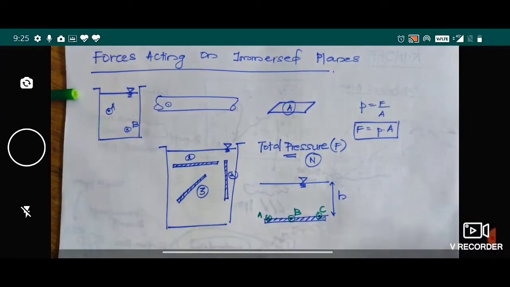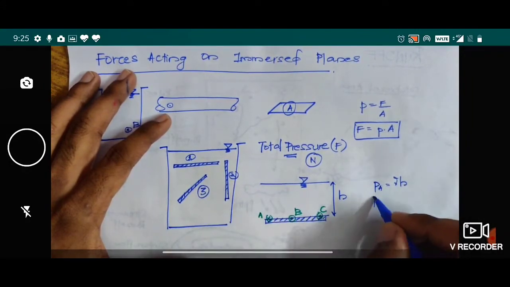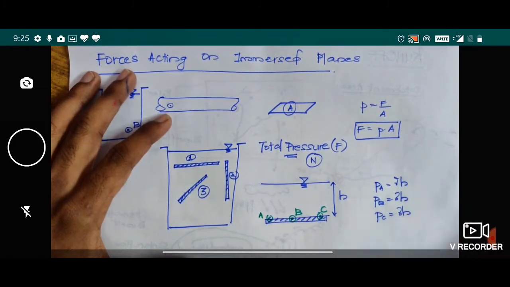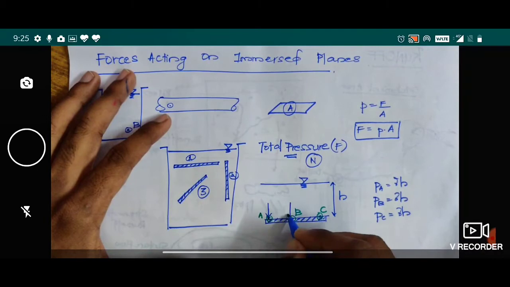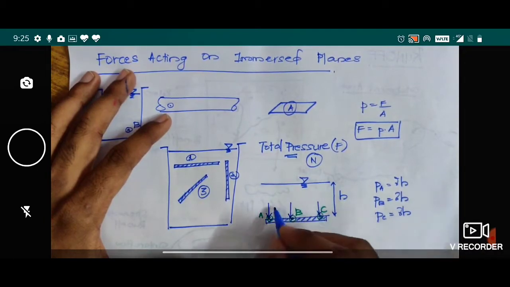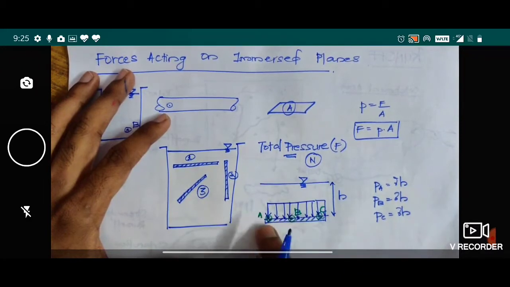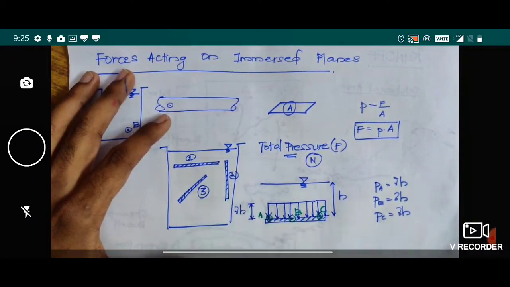The pressure acting at point A, PA, will be equal to gamma times h. We know this equation. Pressure acting at B will also be gamma times h, and pressure acting at C also will be gamma times h. So at each point the pressure acting is the same. If I draw the pressure, it is gamma h at each point. This is how the pressure distribution will look. The pressure distribution will be uniform, because all points are at the same horizontal level, and the magnitude at all points will be gamma times h.